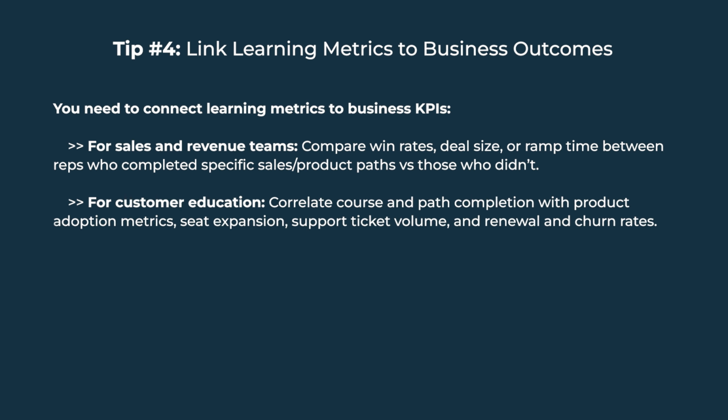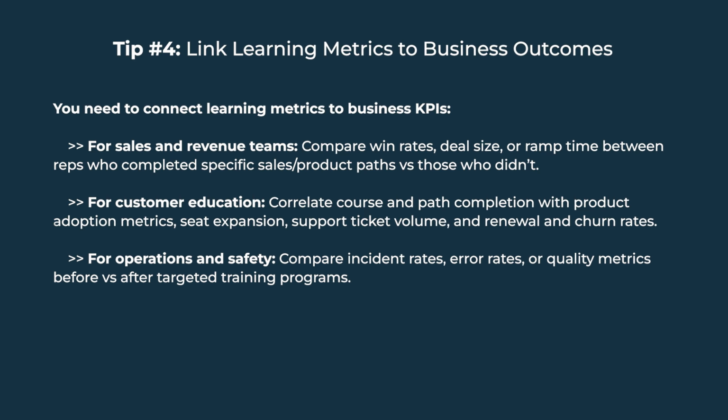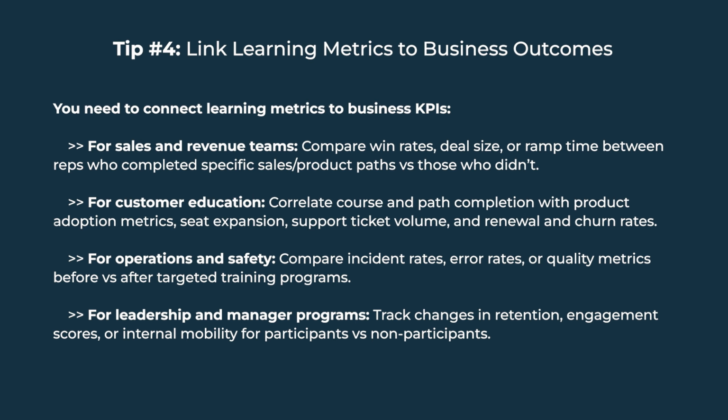For customer education, correlate course and path completion with product adoption metrics, seat expansion, support ticket volume, and renewal and churn rates. For operations and safety, compare incident rates, error rates, or quality metrics before versus after targeted training programs. For leadership and manager programs, track changes in retention, engagement scores, or internal mobility for participants versus non-participants.